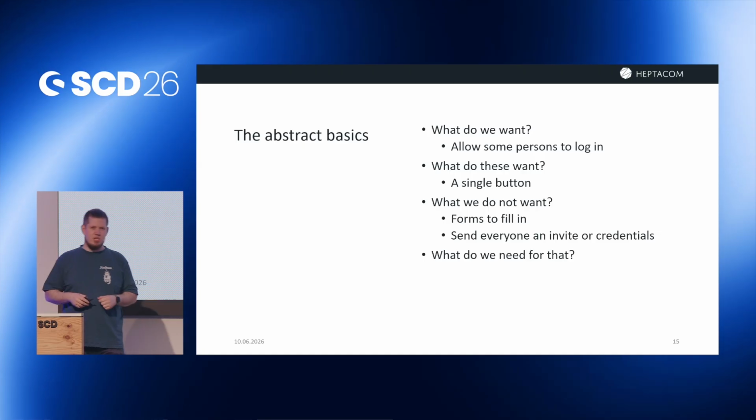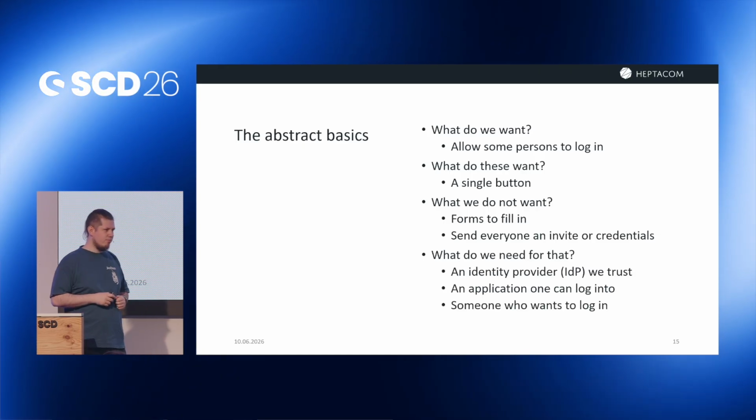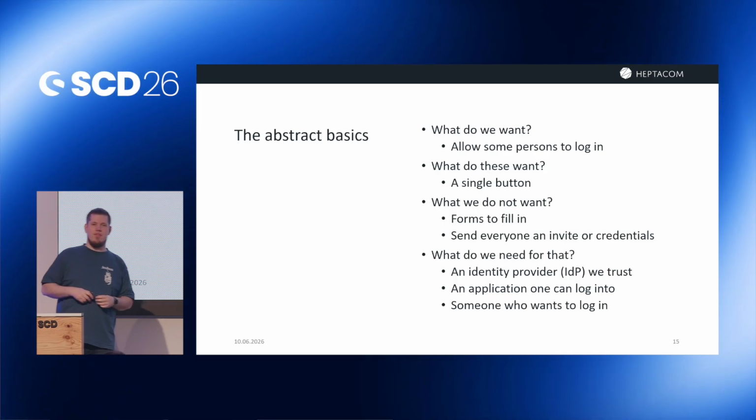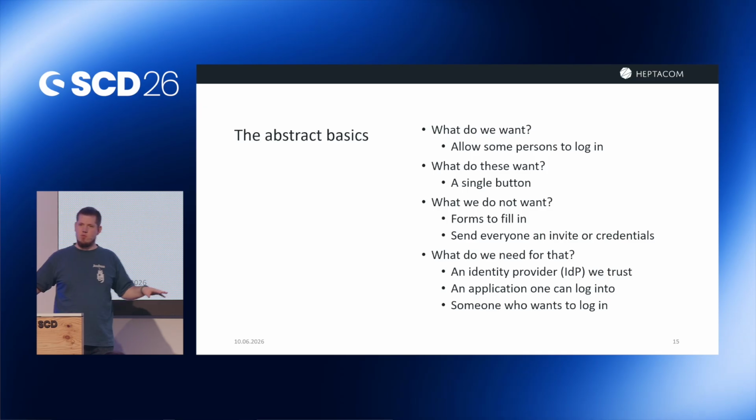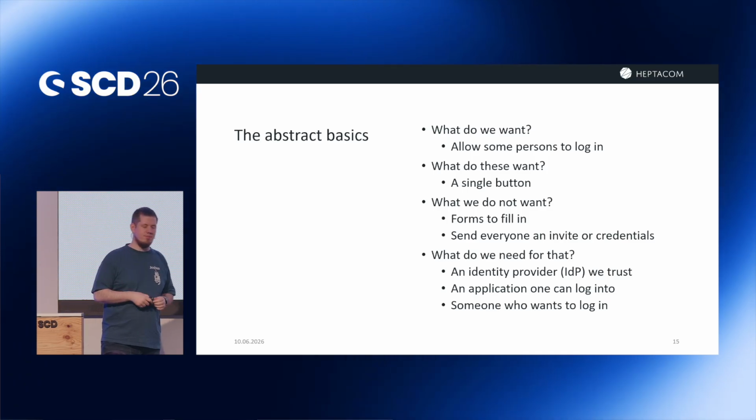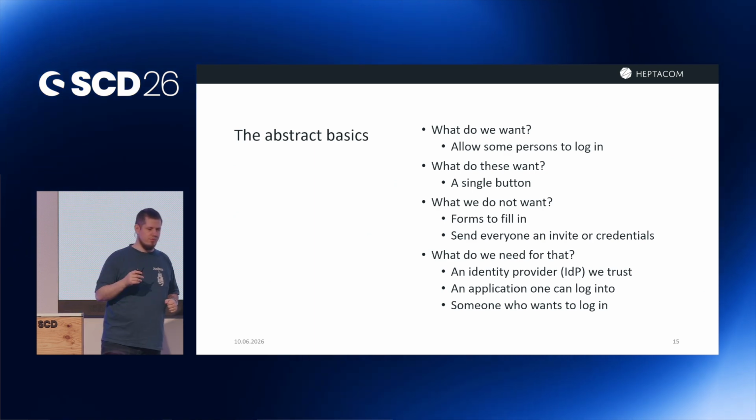So what do we actually need for that? We need like 3 things. We need an identity provider, short IDP, next abbreviation. So this service is holding all the data that we need for a good login. We need an application that we can log into. And we need the people that actually want to log in.